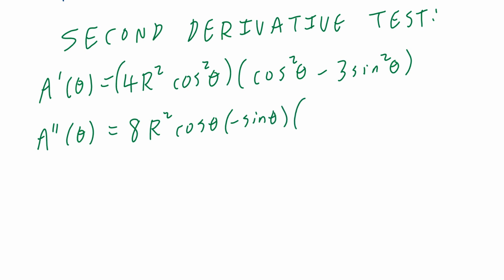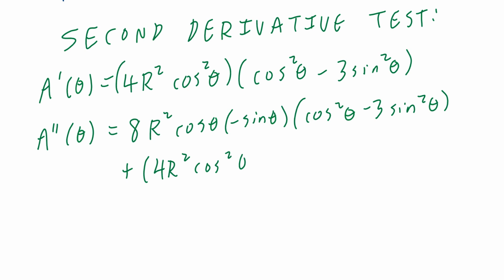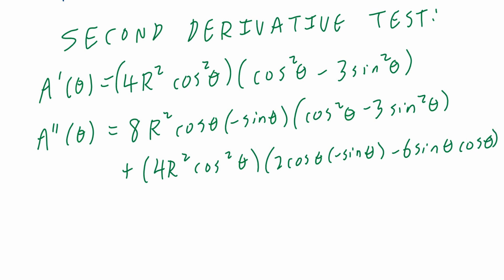Step 2, copy the second part, plus step 3, copy the first part, and multiply by the derivative of the second part. Again, when you take the derivative of cosine theta squared, that's going to be 2 cosine theta times negative sine theta, minus 6 times sine theta times cosine theta. Now at this point, you're going to plug in the critical point, pi divided by 6.